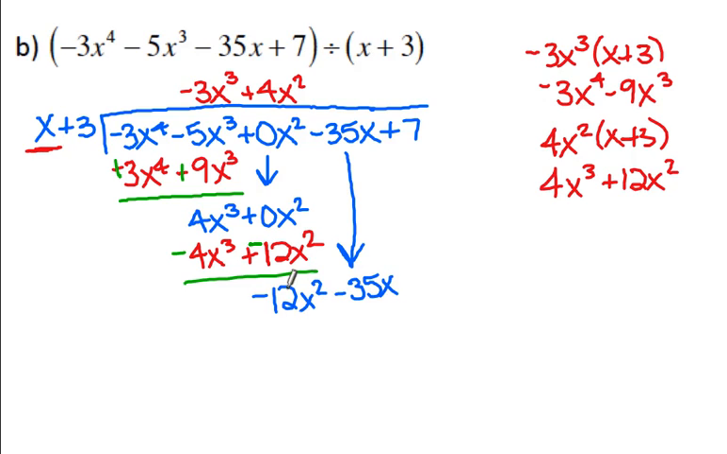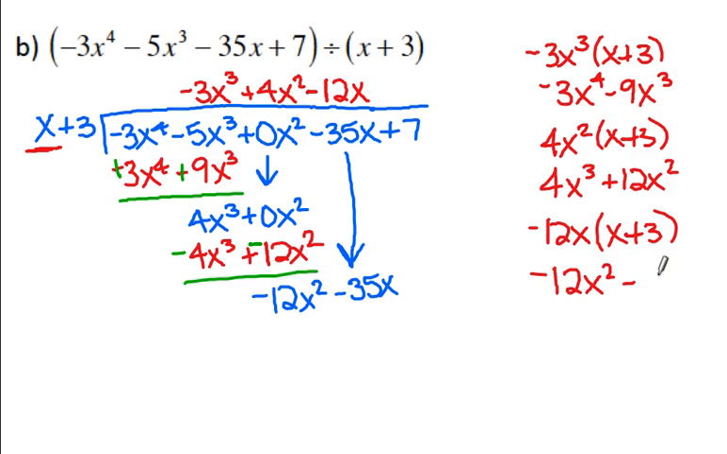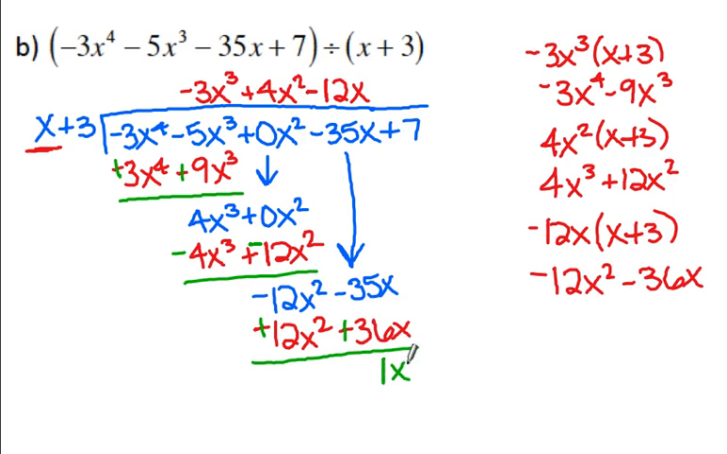Again, what times x gives you negative 12x squared? That is negative 12x. So I'm going to take my negative 12x and multiply it by x plus 3. That gives me negative 12x squared minus 36x, which I'm going to go ahead and write over here. Draw my line, change my signs, and that gives me 1x. Oh, I want to make that blue. Gotta stay consistent. And then bring down the 7.